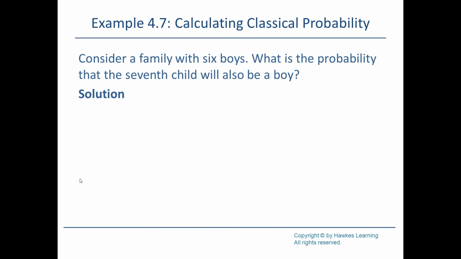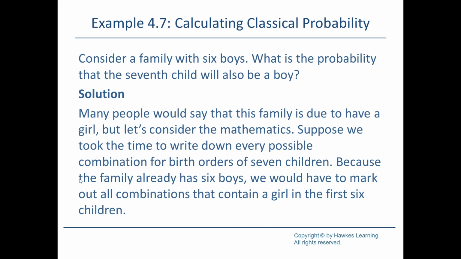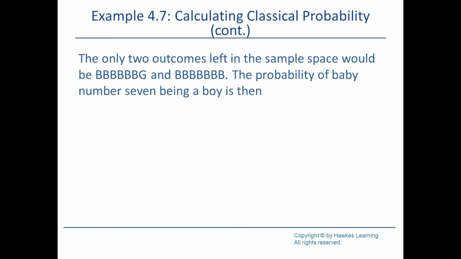Consider a family with 6 boys. What's the probability that the 7th child will also be a boy? Families do want to have a girl, but reality states just the opposite. If you've got 6 boys, it's more likely that you'll have a 7th boy. However, we're supposed to pretend that each time it's a 50% chance of getting a boy or a girl. So you've got 6 boys followed by a girl, or 6 boys followed by a boy. Of these, 1 out of the 2 is a boy, so a 50% chance.